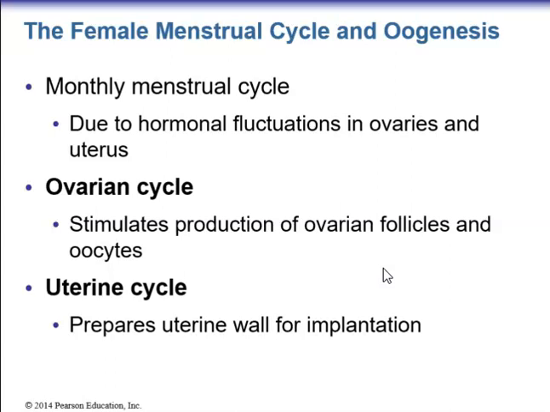So the monthly menstrual cycle is due to hormonal fluctuations in the ovaries and the uterus. We have different parts of the menstrual cycle: the ovarian cycle and the uterine cycle. The ovarian cycle stimulates production of ovarian follicles and oocytes. And we know once a month, only one oocyte will be released.